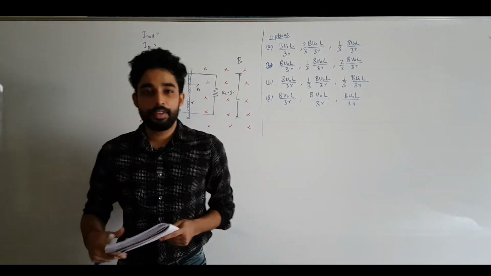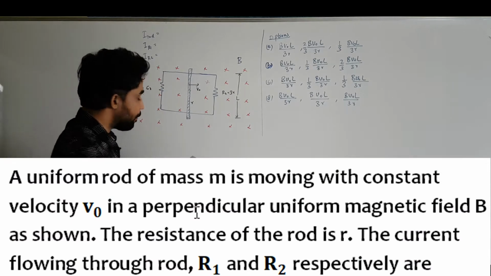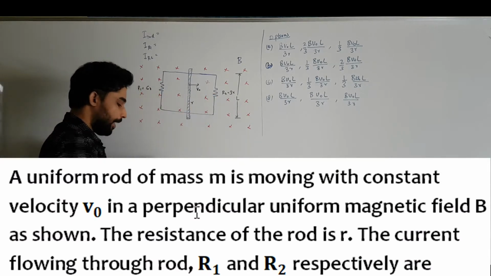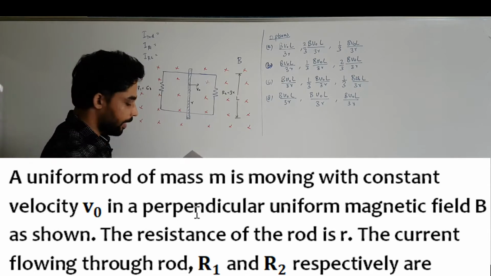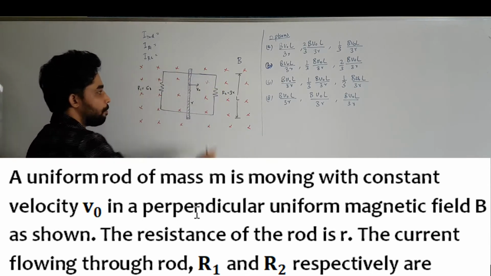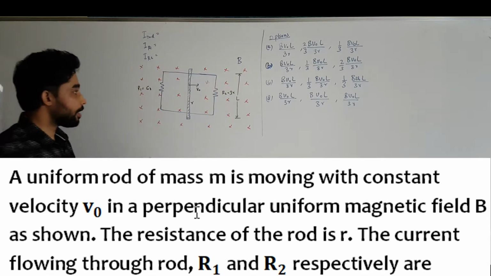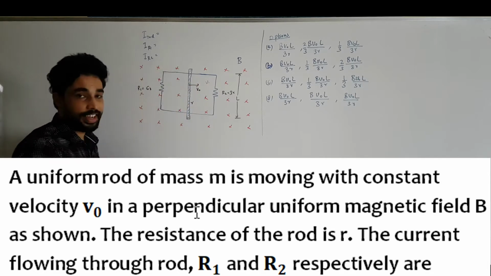In this video we'll be solving this question. A uniform rod of mass m is moving with a constant velocity v0 in a perpendicular uniform magnetic field B. So we have a perpendicular uniform magnetic field B which is going into the board. The resistance of the rod is R. So the resistance of this rod is R.